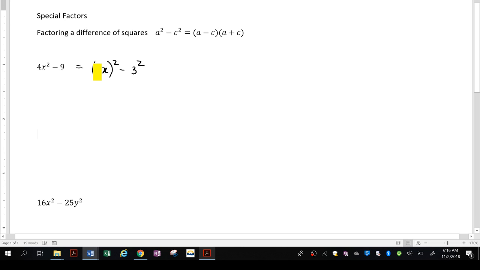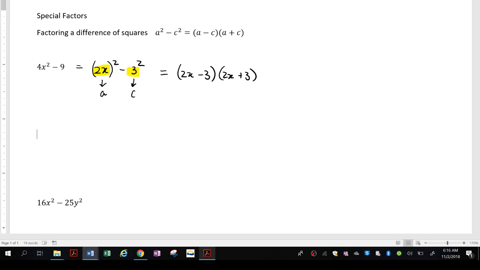And now we've set this up where we have our squares and our perfect squares, and we are subtracting them. So this we can now write in this factored form, where this is our value for a and this is our value for c. So we have 2x minus 3 and 2x plus 3. Now let's just FOIL that and check our answer.